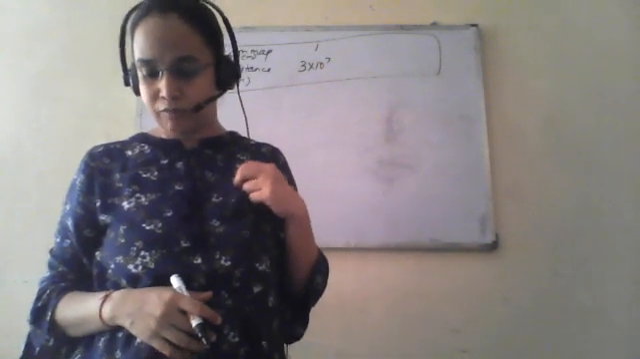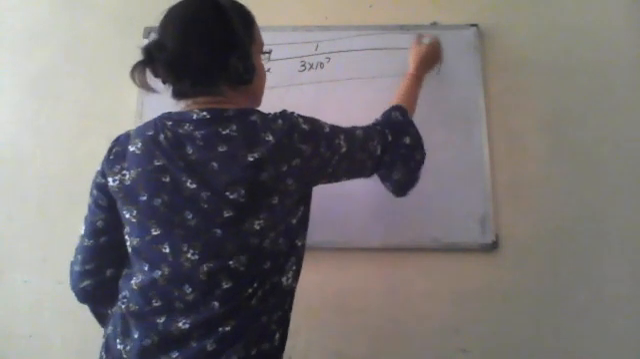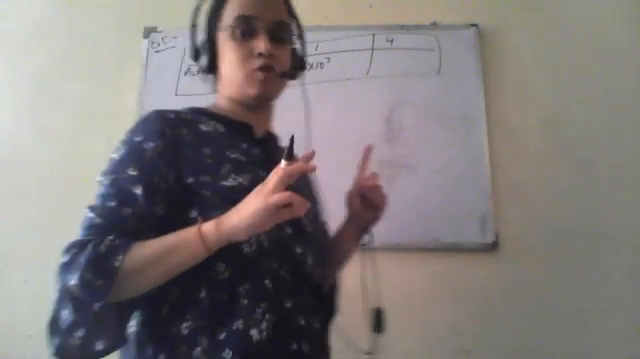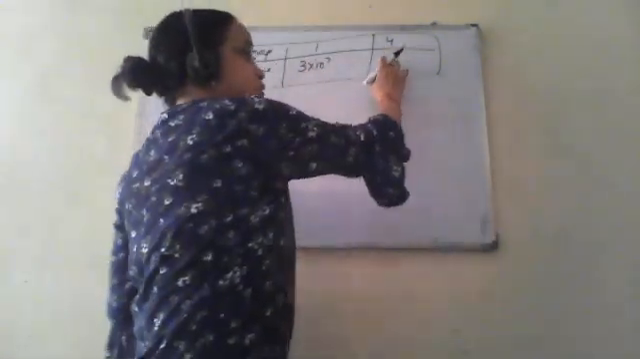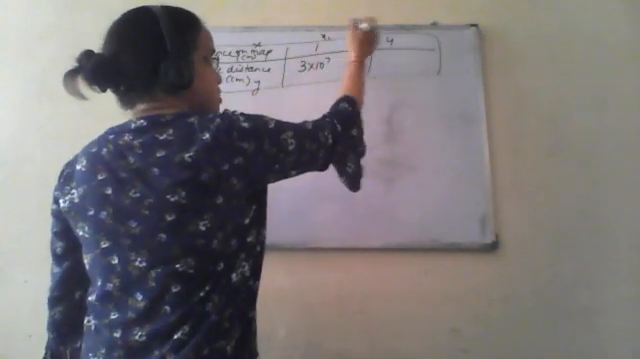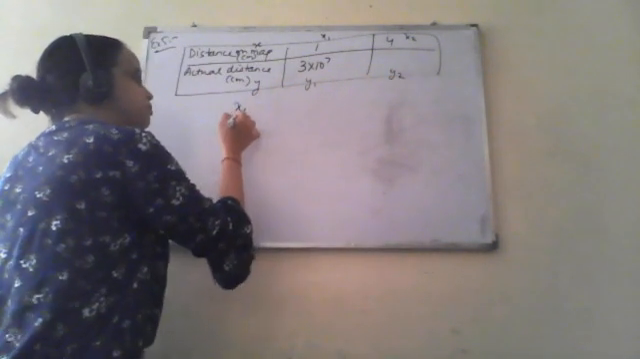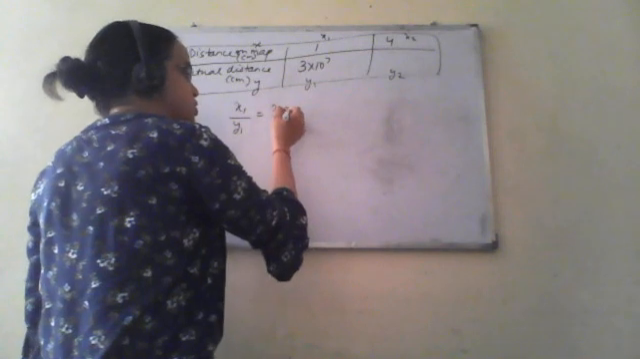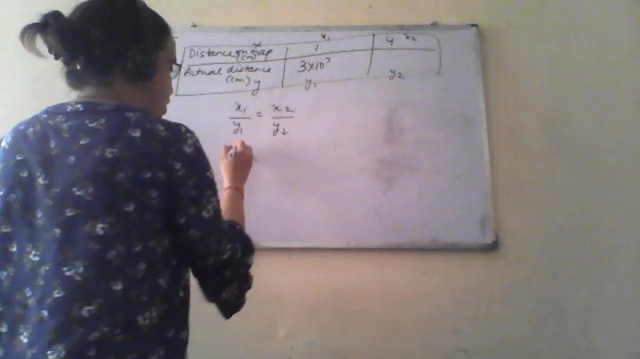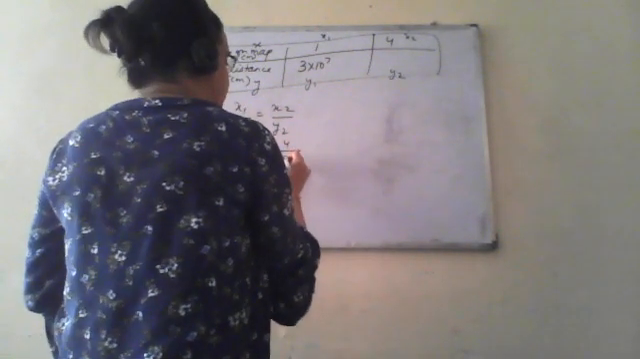Now what they have asked: if the two cities are 4 centimeters apart on the map, this value is given, 4 centimeters. They have said that if the two cities are 4 centimeters apart on the map, what will be the actual distance between them? So it is very simple. This is our x, this is our y, this is x1, this is x2, and this is y1 and this is y2. We have x1 upon y1, then we have x2 upon y2. Clear? So it is 1 upon 3 into 10 to the power 7, which is equal to 4 upon y2.